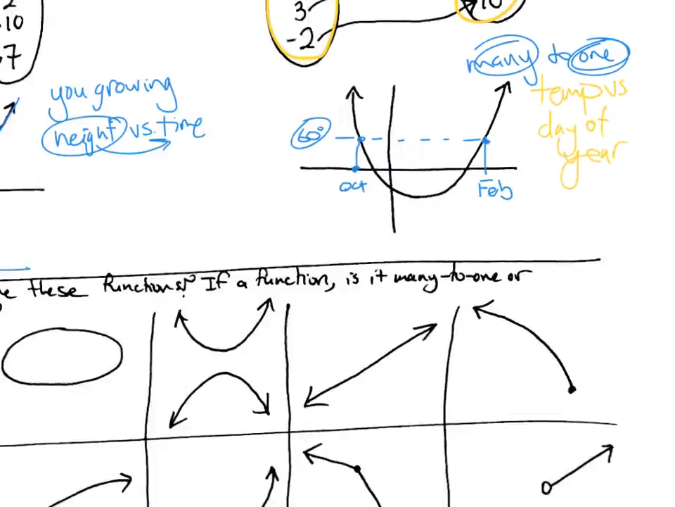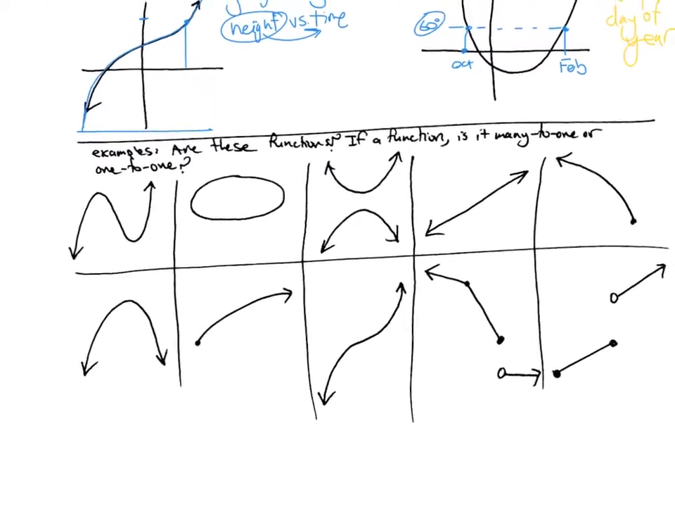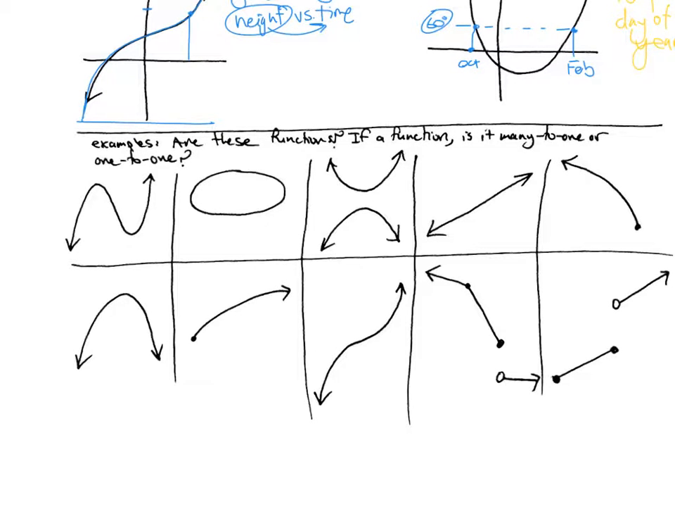Probably. Okay, so just some graphs so you could try these. Examples are these functions, and if it is a function, is it many-to-one or one-to-one? So for this, we would say, yes, it's a function. It passes the vertical line test. And is it many-to-one or one-to-one? It's going to be many-to-one. You see how I'm abbreviating that? M-to-one, many-to-one, because it does not pass the horizontal line test. So this fails the vertical line test, so not a function.